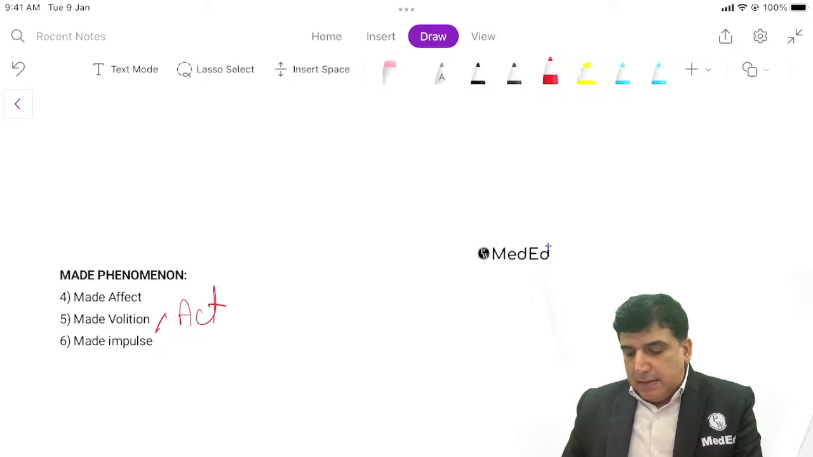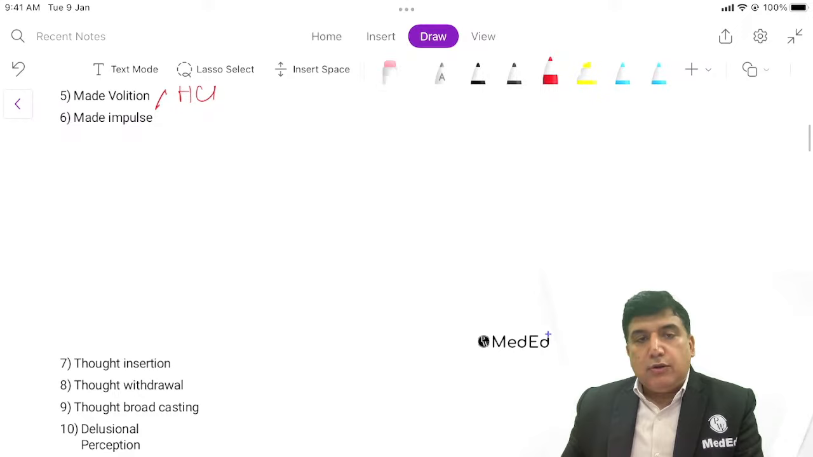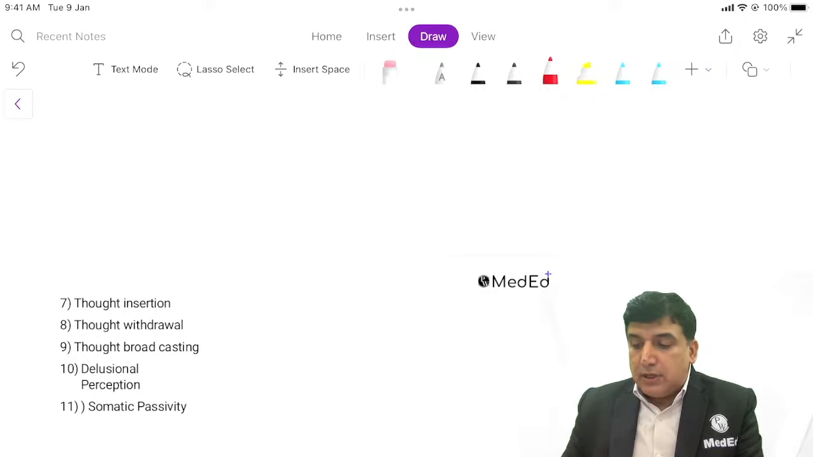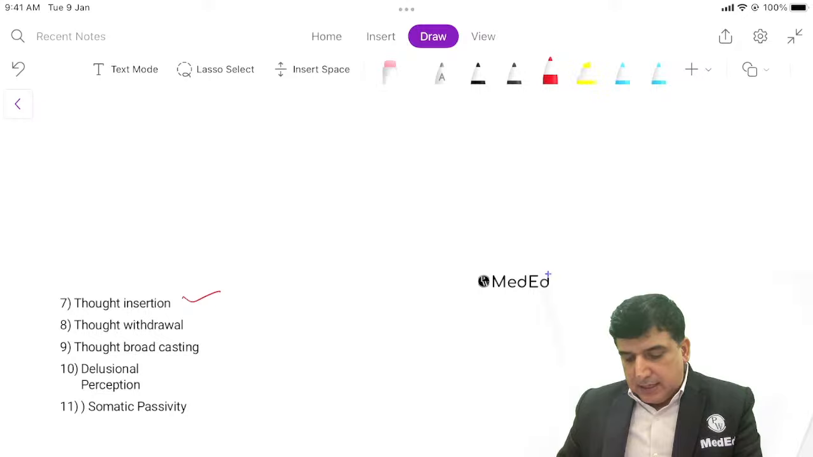Then we have three thought alienation phenomena. It comes under thought possession; later I have described it in mental status examination. These are thought insertion, thought withdrawal, and thought broadcasting. Thought insertion: the patient feels that I have thoughts in my mind, but these are not my thoughts, somebody inserted them into my mind.